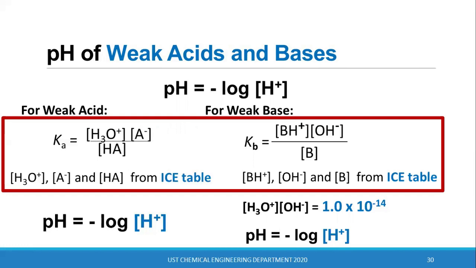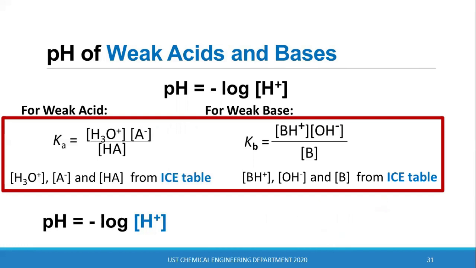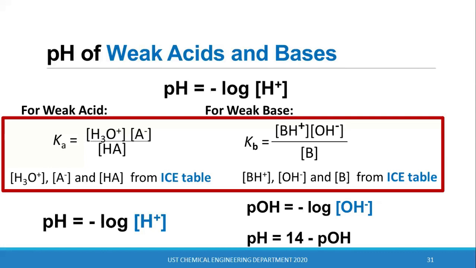Dahil nga similar sa kanina, we can again have another alternative in solving for pH of weak base. pOH can be again solved from negative log of OH minus concentration, and then pH can be solved using the following relationship, 14 minus pOH. To better understand these steps, again, sample problems will be shown later.